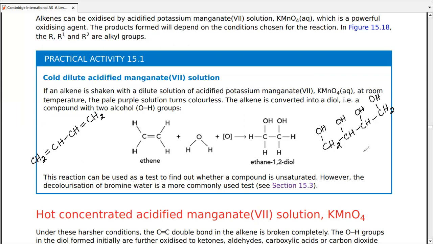Although this would be a pretty reactive compound, and 4 OH groups on 4 straight carbon atoms would be something difficult. But the point I'm trying to make is that if there are more than one double bonds in the structure, all of the doubly bonded carbon atoms would get affected in the same way, having the alcohol groups attached to them. So sometimes there are some past paper questions which have more than one double bond, and you need to cater to them in a similar way.